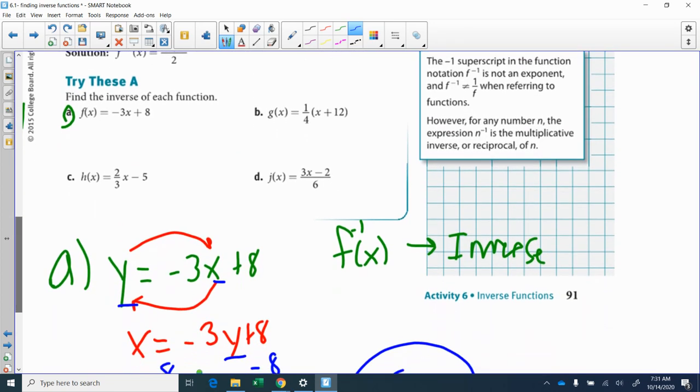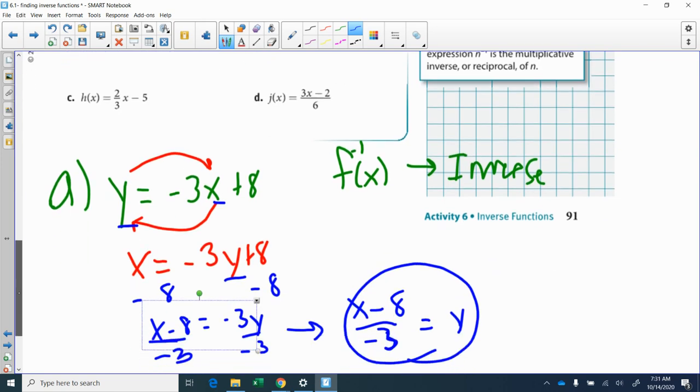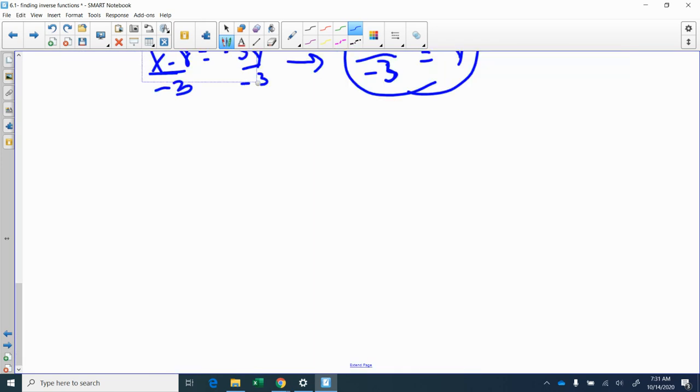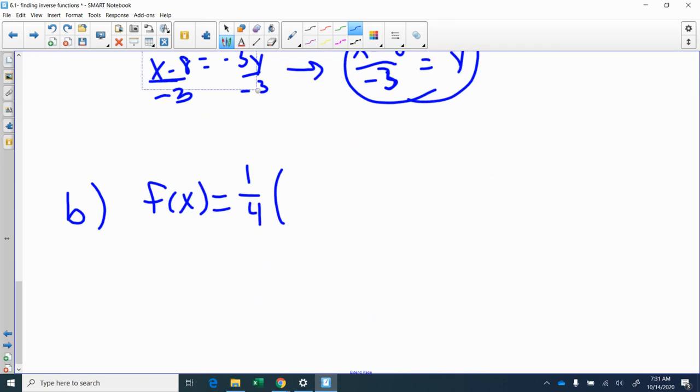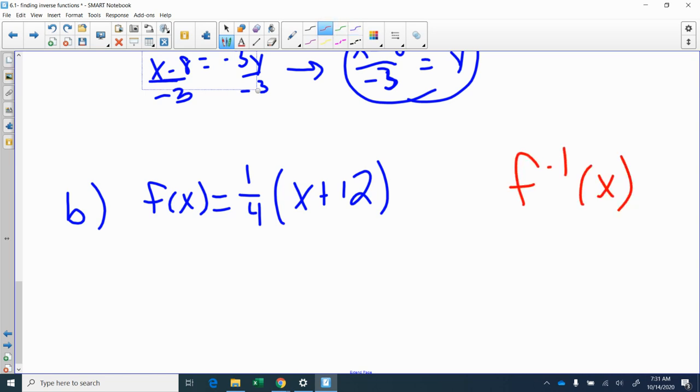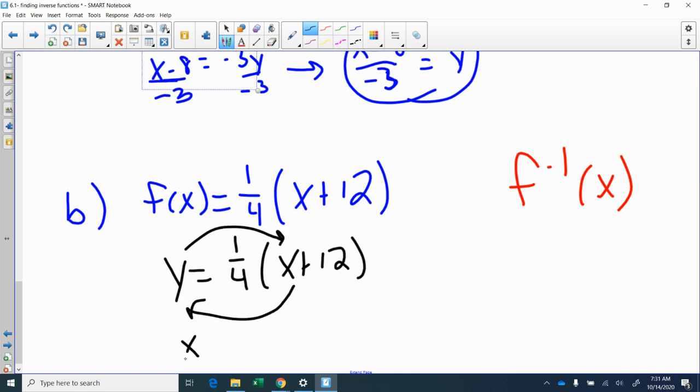Let's go ahead and work out one more. Same thing, let's work out letter B. So we have f of x equals 1/4, I think it was, x plus 12. And our goal, like the last one, is we want f negative 1 of x. So we want to find the inverse. That's our goal. So starting off, let's rewrite this as y equals 1/4 x plus 12. Let's flip x and y to get x equals 1/4 y plus 12.